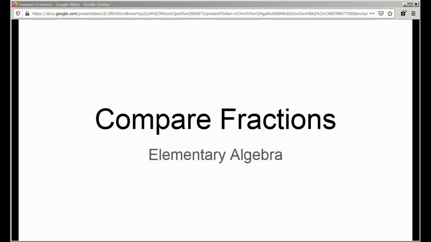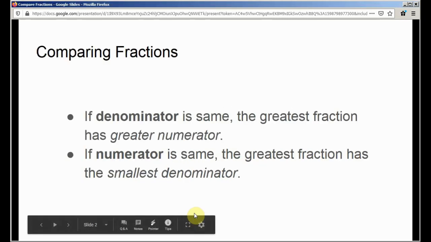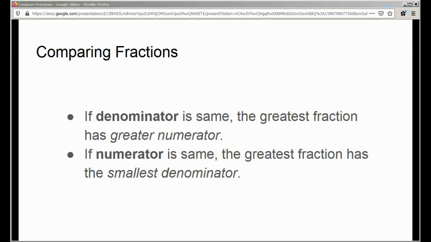So how do we compare fractions? First of all, you have to see how the fraction looks. A fraction has two parts: a denominator and a numerator. Suppose two fractions are given to you. If the denominator is the same, the greater fraction will have the greater numerator. Compare the numerators, and the one with the greater numerator is the greatest fraction.